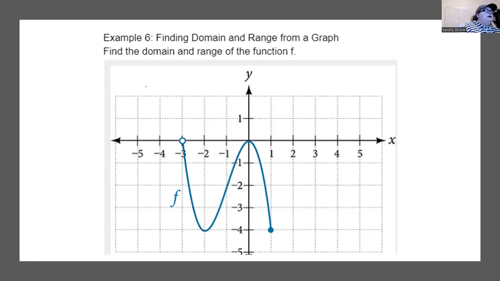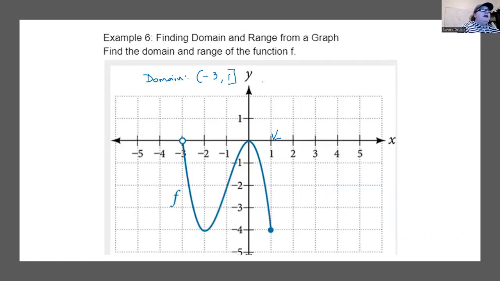So my domain is going to be parenthesis because -3 is not included. And how far over to the right does this graph go? It goes all the way over to the 1 right here. Notice 1 is included. So -3 is not included, and it goes over to 1 that is. So 1 gets a bracket.